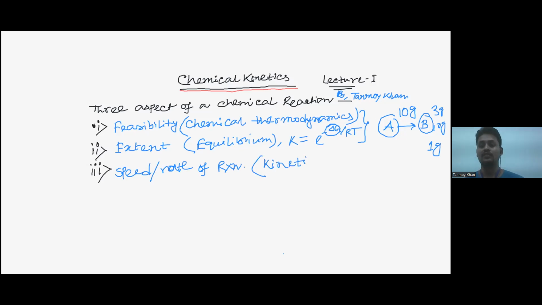right? And that is dealt with in kinetics. Kinetics means the study of speed. In physics also there's a chapter called kinetics. So that is how fast a reaction will be, and that is discussed in the section of chemical kinetics. Let me give you one fast reaction example.